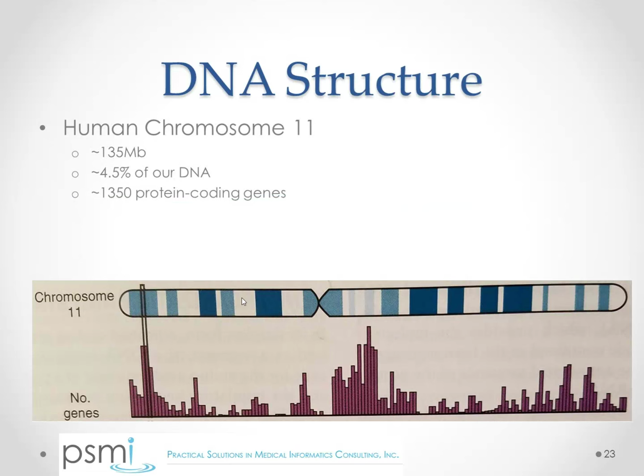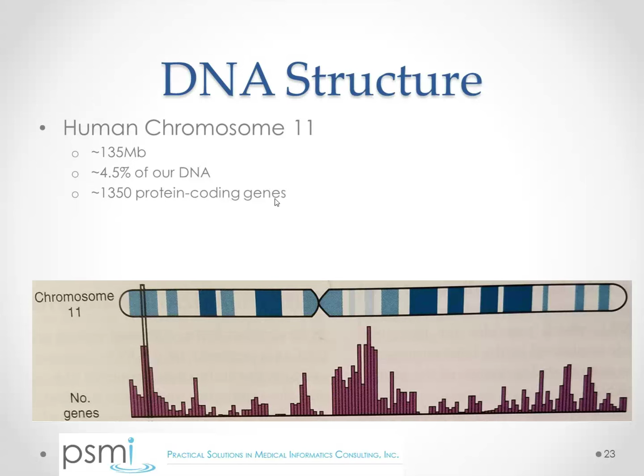If you look at human chromosome 11, this is a graphical representation of chromosome 11. Human chromosome 11 is about 135 million bases. You'll see this notation MB quite a bit. The capital M stands for mega or million, and the B stands for bases or base pairs. So this would be a stretch of about 135 million bases. This is a fairly large chromosome. It's about 4.5% of our DNA, and chromosome 11 contains approximately 1,350 genes.